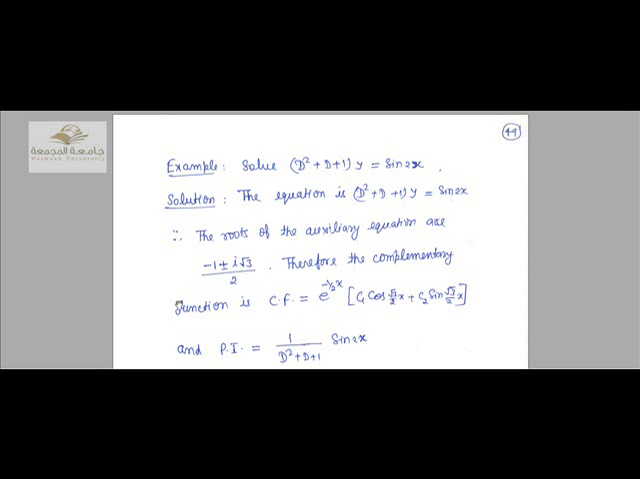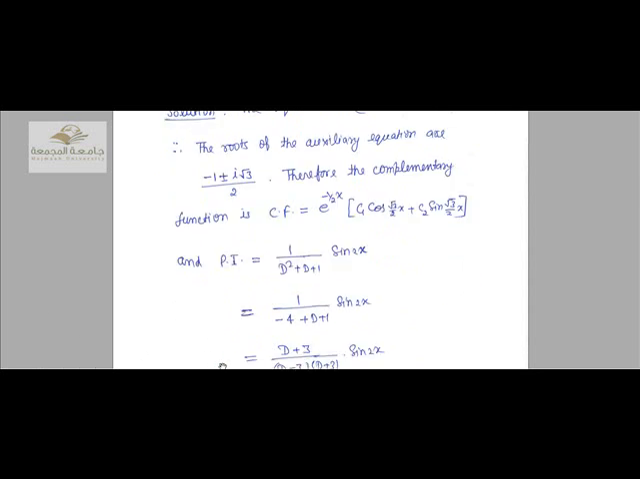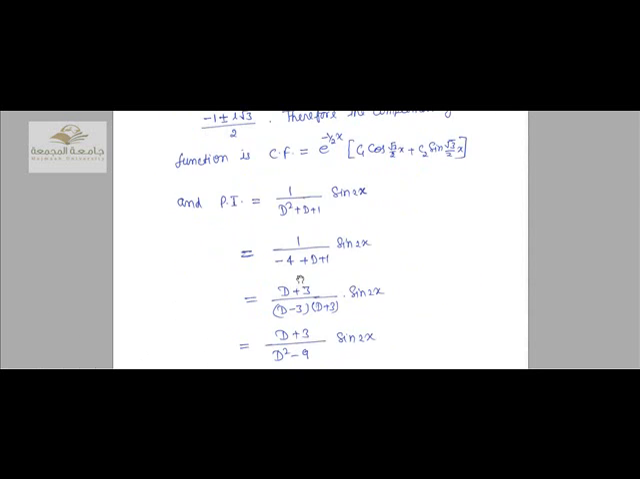e^(−x/2)[c1 cos(√3/2 x) + c2 sin(√3/2 x)], and the particular integral is equal to 1/(D² + D + 1) sin 2x. This is equal to 1/(−4 + D + 1) sin 2x.